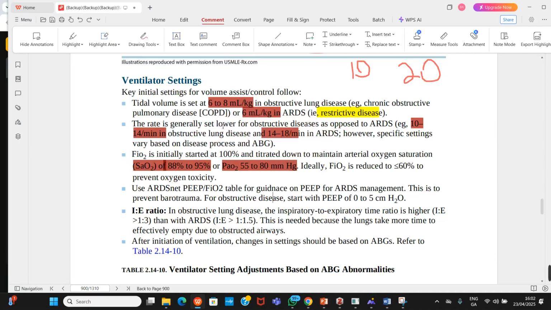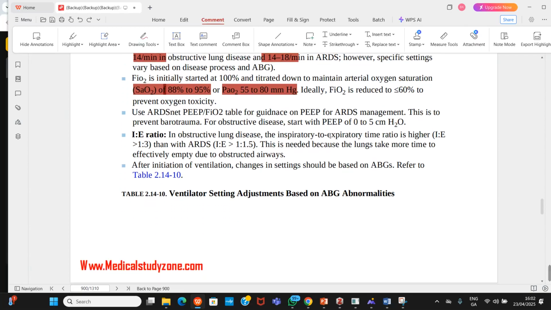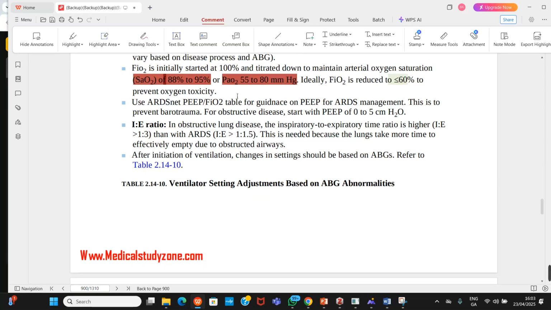So for volume assist, or volume control, you want to change the tidal volume. That's what you are changing. We said that for people with restrictive disease like ARDS, what do you want to do with the tidal volume? You bring it down to 6. If the person has obstructive disease like COPD, what do you want to do with tidal volume? You put it between 6 to 8. Logical stuff. The rate is set lower for obstructive. Obstructive: increase tidal volume but reduce the rate. ARDS: increase the rate but reduce the tidal volume. You can see that we don't need to cram anything here.